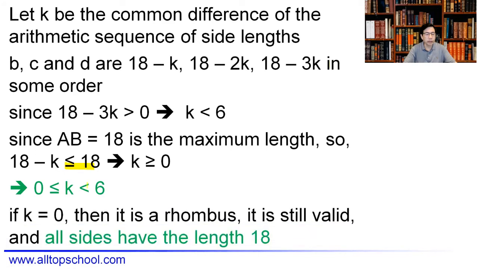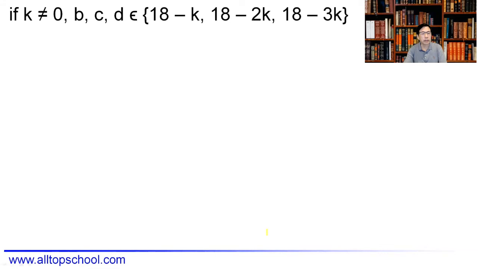Okay, K equal to 0 will become a rhombus, that's still valid. So all the sides become 18 then. Okay, 18 minus K, 18 minus 2K, 18 minus 3K, they're all 18s. They're still a rhombus, still satisfy the condition. So we have one of the special values for the other side A, and that will be 18 then, possibly. And then K does not equal 0, the B, C, D belong to these three values in certain order.